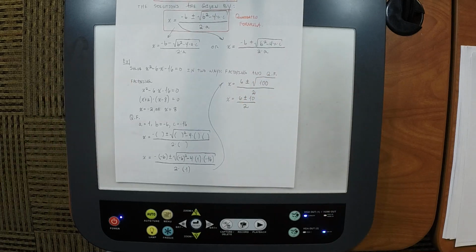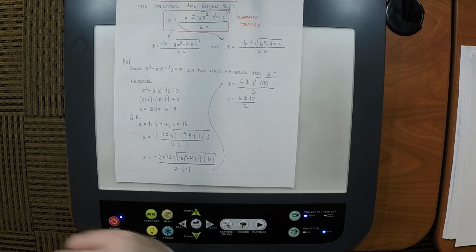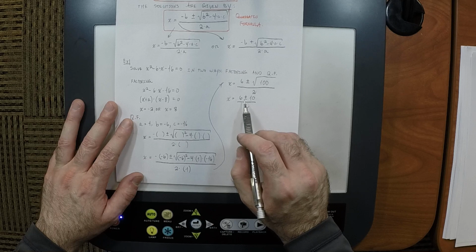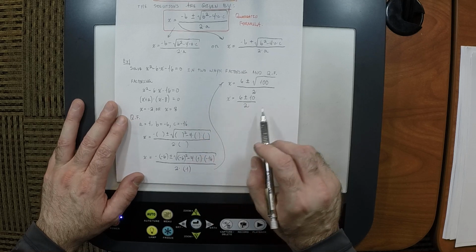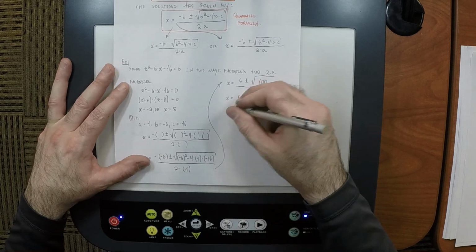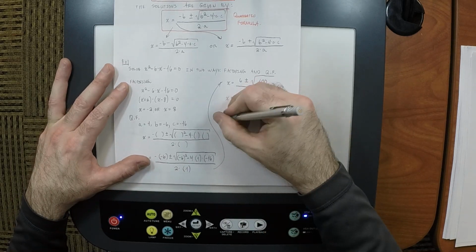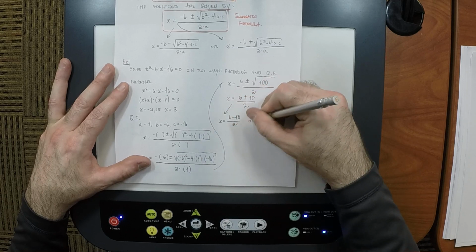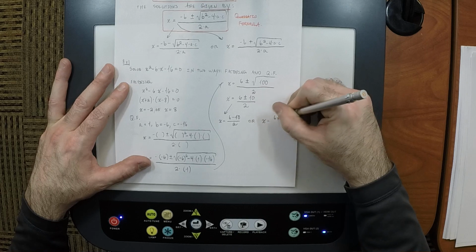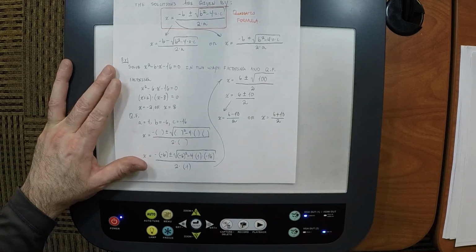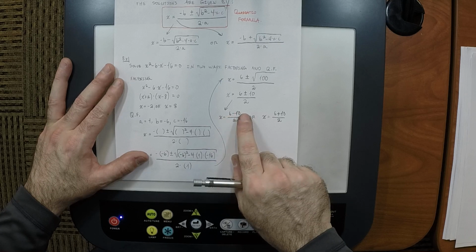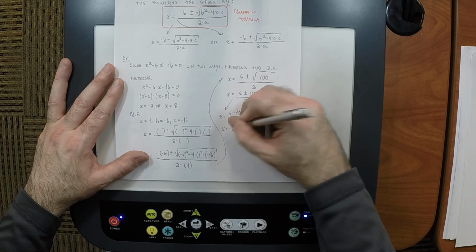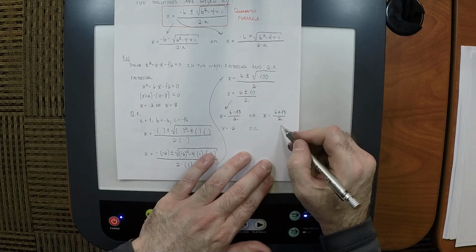And now we need to split this into the two possibilities. So one possibility is this, when you take the plus or minus to be minus. The other possibility is this, when you take the plus or minus to be plus. So 6 minus 10 over 2, or 6 plus 10 over 2. And so that'd be 6 minus 10 is negative 4 over 2 is negative 2. Or 6 plus 10 is 16 over 2 is 8.